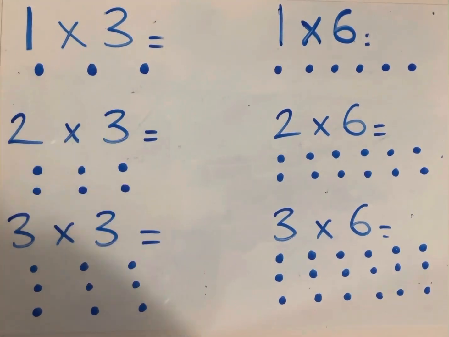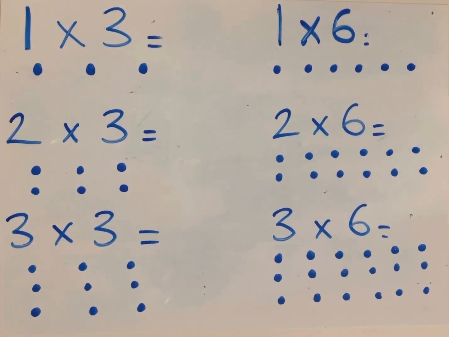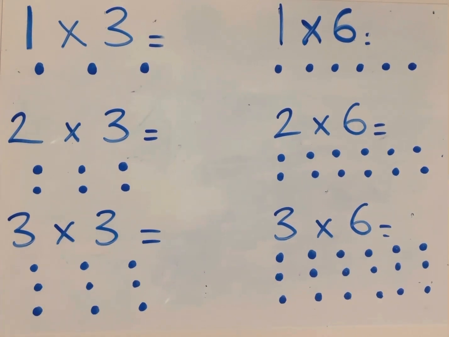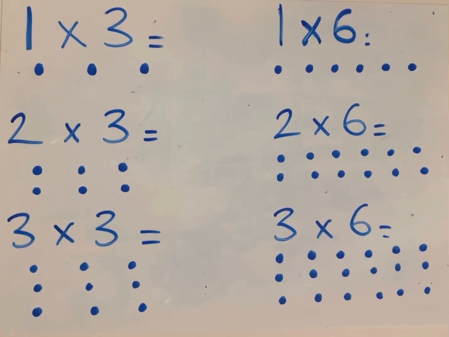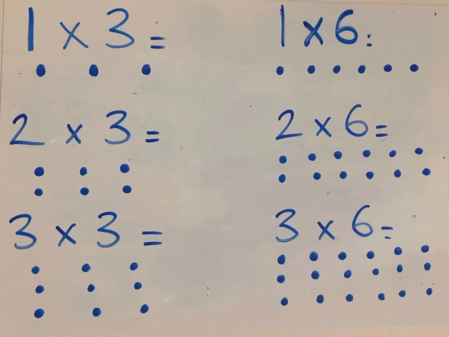Everyone, so today we're going to look at our 3 and 6 times tables and we're going to think about doubling. So doubling is when you're multiplying a number by 2, so that means that you're making a number twice as big.